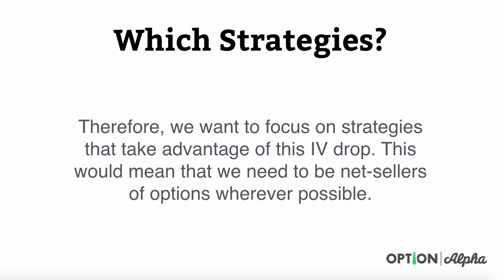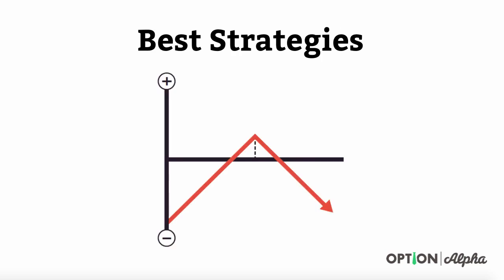So therefore, we want to focus on strategies that take advantage of this drop in implied volatility. And this is where people get it wrong with earnings trades: they don't focus on trying to take advantage purely of that IV drop. This means that we would need to be net sellers of options wherever possible. So here are some of the best strategies, kind of in order of how we like to trade them. The first one that we always like to trade is a short straddle or a short strangle.